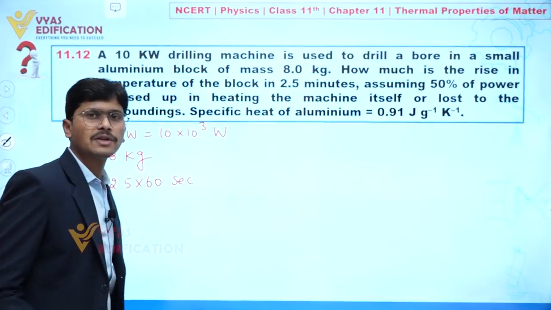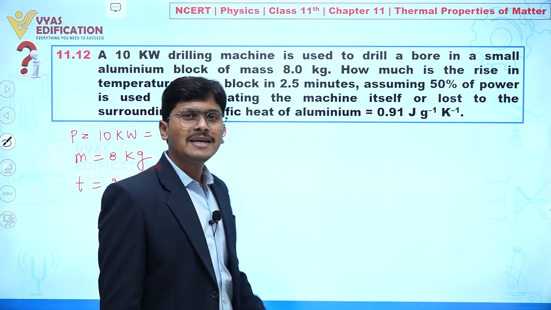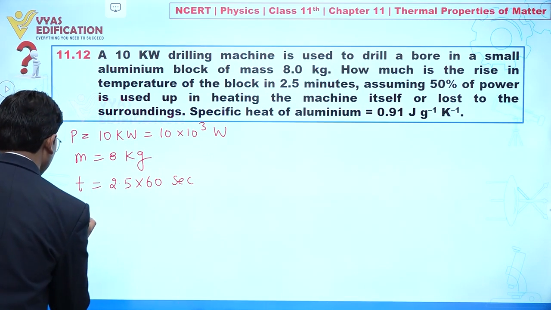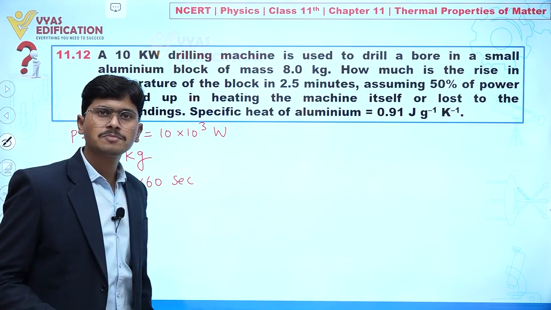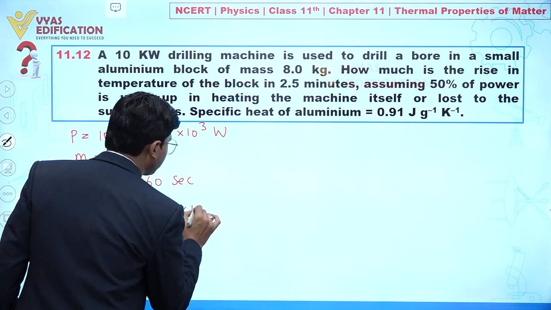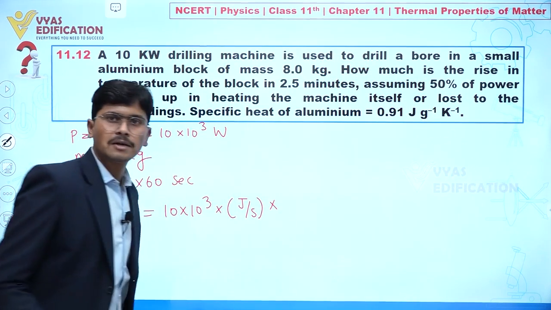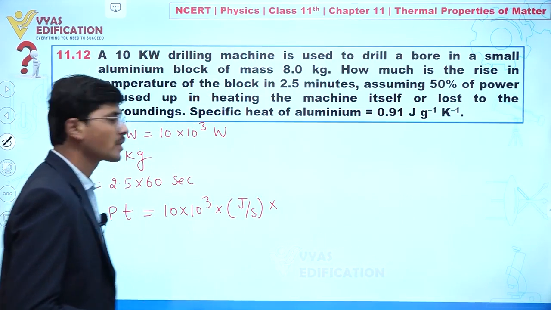So 2.5 into 60 seconds. Okay. Now, can we find the total energy given by this drilling machine? Yes, we can calculate this energy by Q equal to PT, which means power multiplied by time. The value of power we have is 10 into 10 to the power 3, which is joule per second. And multiplied with time, which is given as 2.5 into 60.